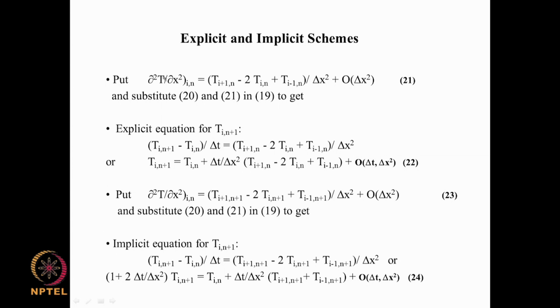For example, we can write ∂²T/∂x² at (i, n) as (T_{i+1}^n − 2T_i^n + T_{i−1}^n) divided by Δx² plus terms of the order of Δx². This is a second order central difference approximation for ∂²T/∂x² at (i, n).